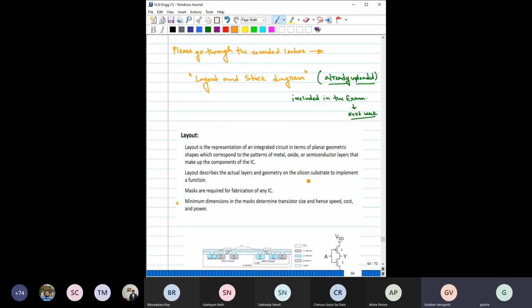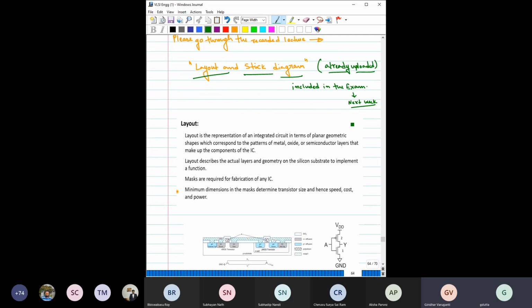Now regarding this part. As I was telling, I have already recorded and uploaded the layout and stick diagram part. This is also included in the exam, which is next week, so please do read that.